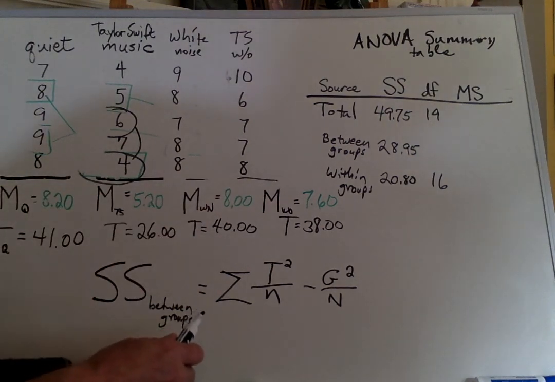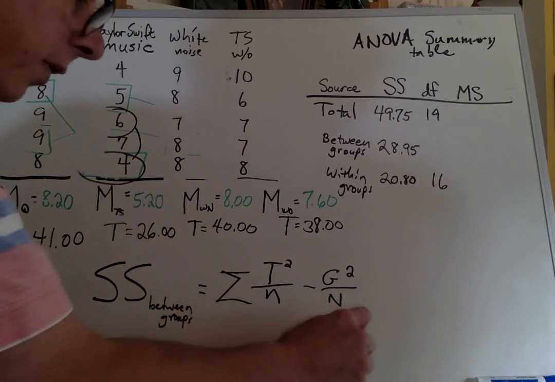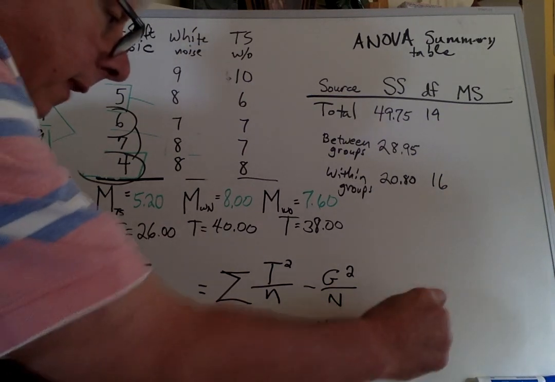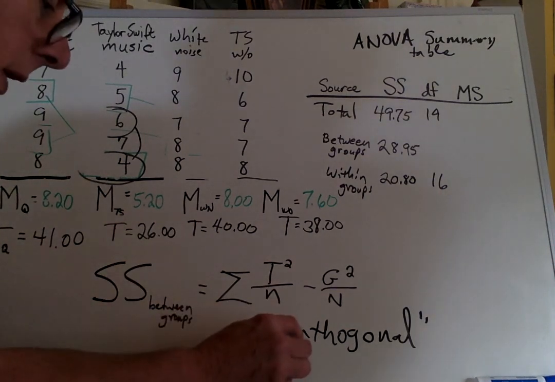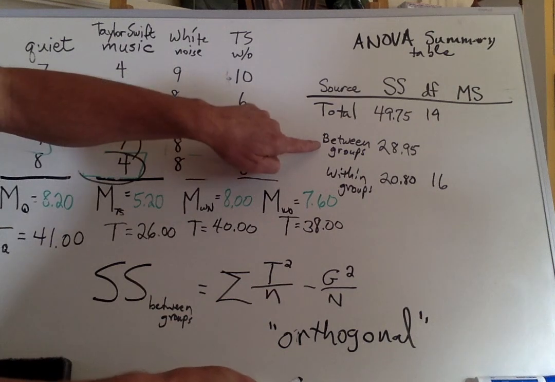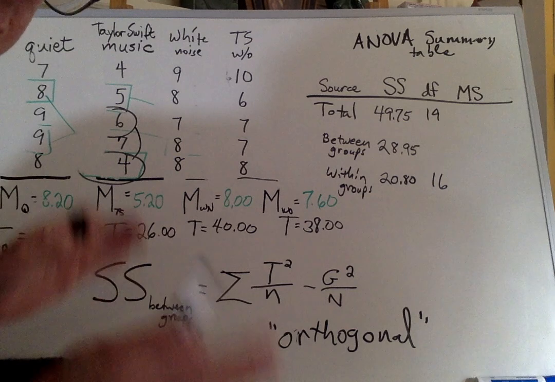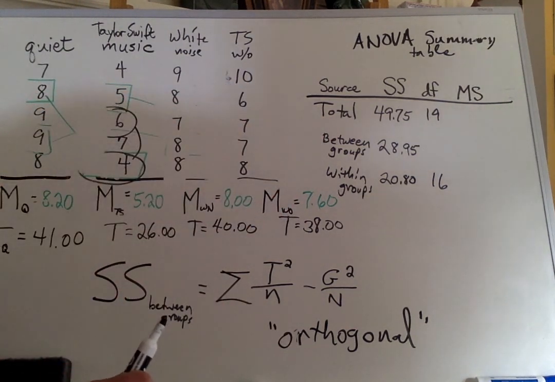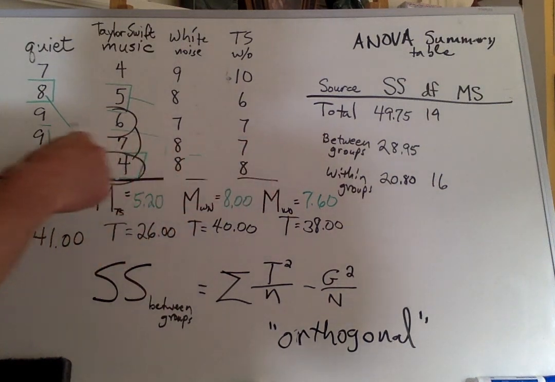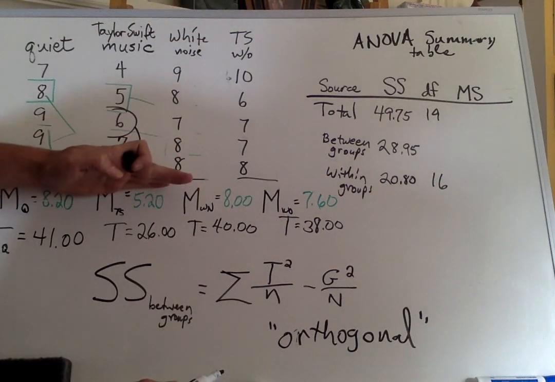And in fact, we call this relationship between these two orthogonal. What does orthogonal mean? Orthogonal means that the between groups and the within groups are separate sources of variability. There's no overlap. And they both make up the total. So we have between groups variability going this way, within groups going this way, okay?